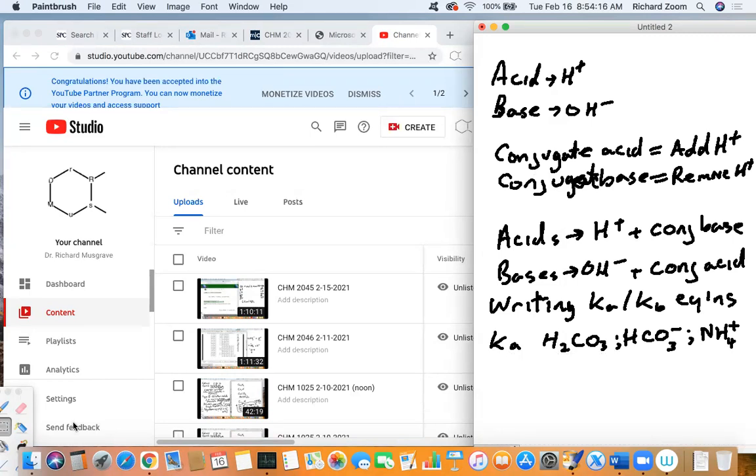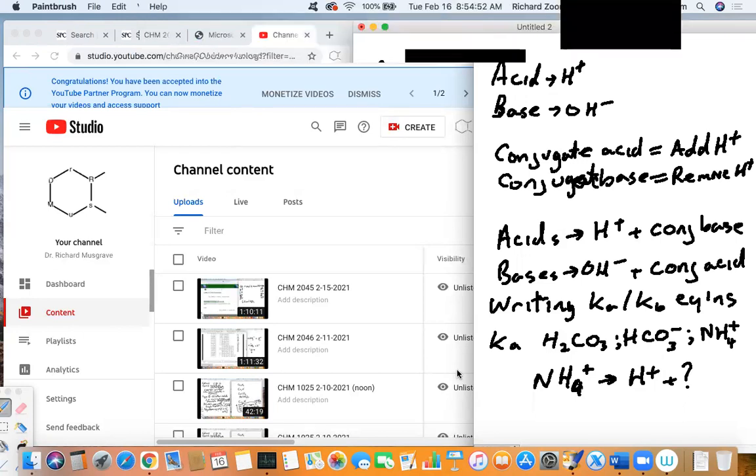All right, let's look at this one, NH4 plus. So remember that it's going to be H plus and then something, and to get that something, you'll take H plus away from it. I don't think I'll do a poll on this one. Well, yeah, I will. I'll do a poll on this one too. Give me a second. Come up with an answer while I'm doing the poll.